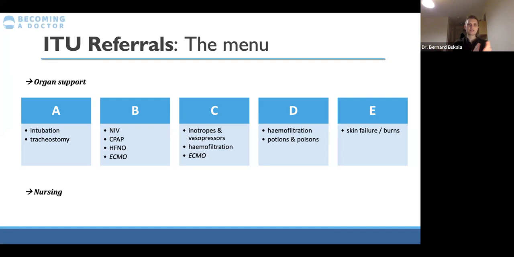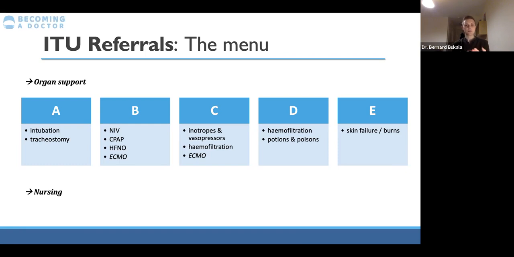The other side of what ITU provides is nursing. Okay. In ITU, most patients will get a one-to-one nurse, and if you have one-to-one nursing, you can get a much higher level of care, much higher level of monitoring, much higher level of supervision. You can get a very exact fluid balance. You can get very appropriate administration of drugs, very slow administration of drugs with continuous monitoring. And that's another thing that's very importantly provided on ITU.